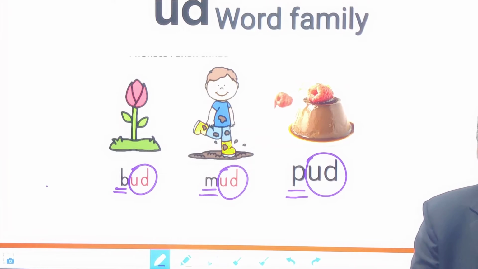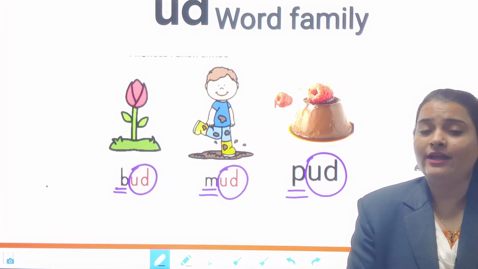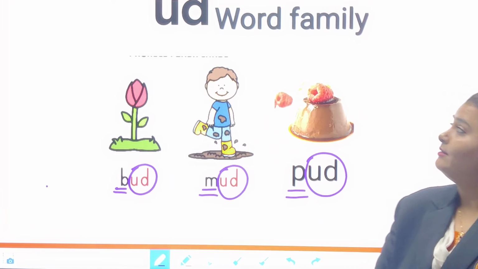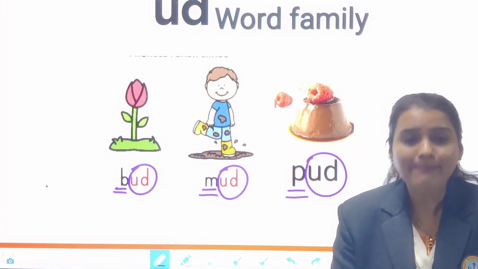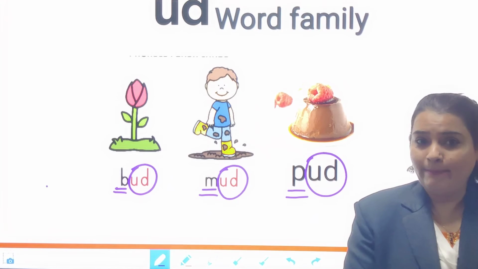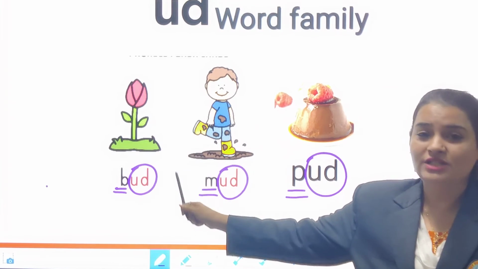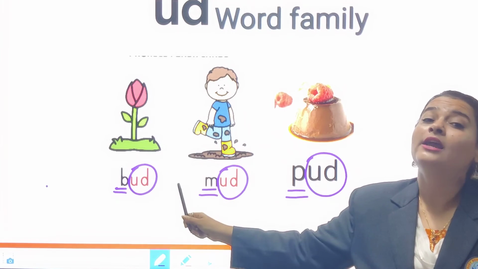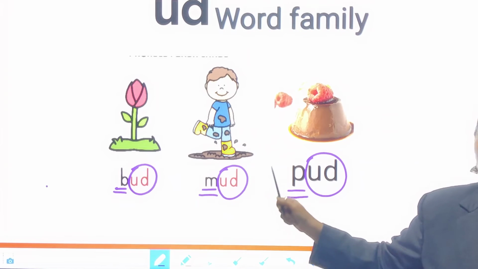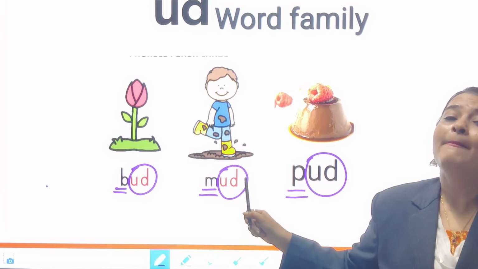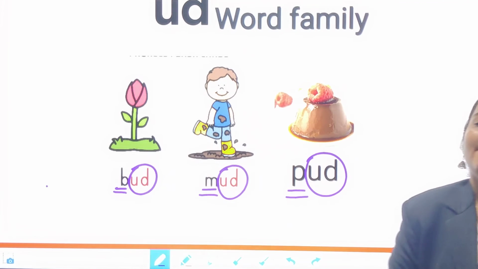So, which three-letter words did we learn today? We learn three-letter words made by the use of the UD two-letter word family. And which are they? Shall we repeat? Yes. Come on, speak after me. B-U-D, bud. M-U-D, mud. And P-U-D, pud.